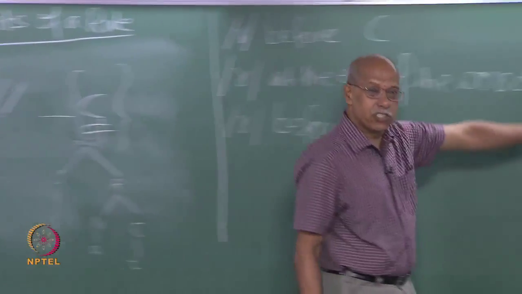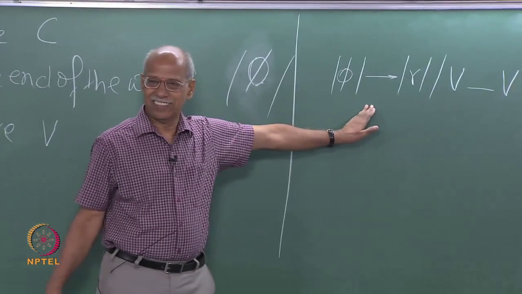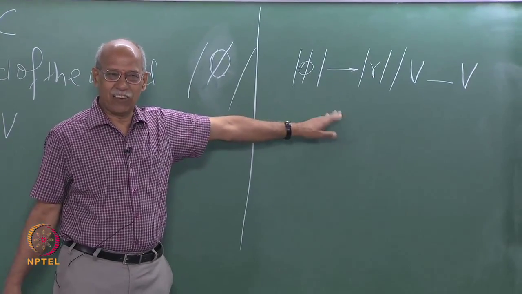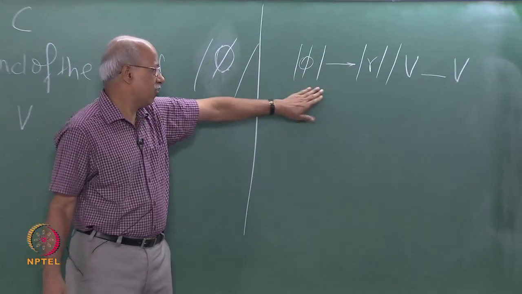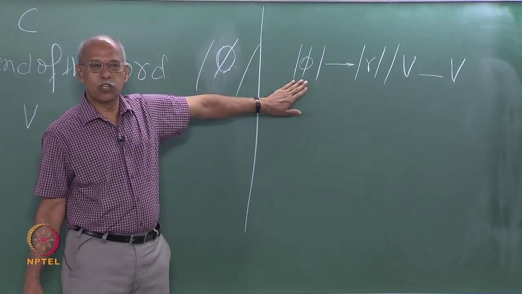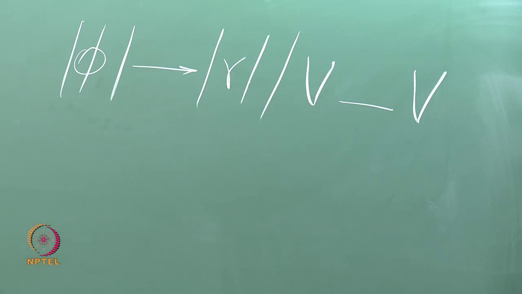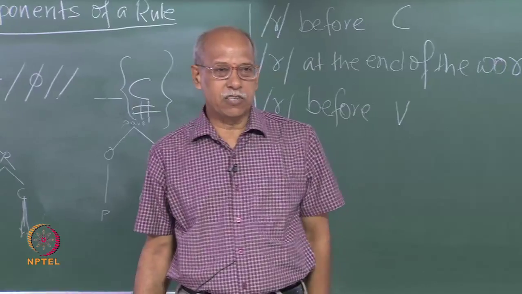Can we convert it into tree diagram? Can we convert it into tree diagram, please? Okay, can we convert this rule into tree diagram? Try. Not difficult at all.